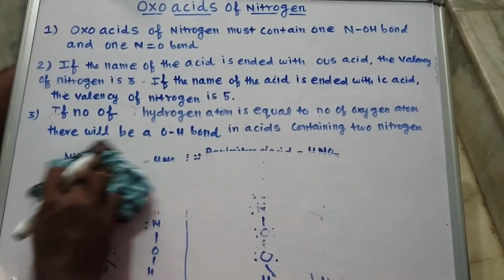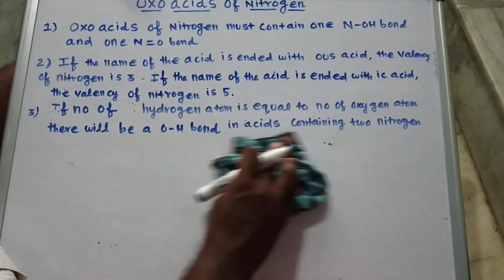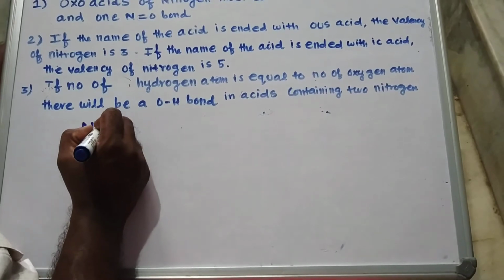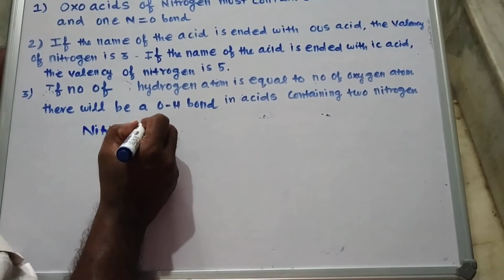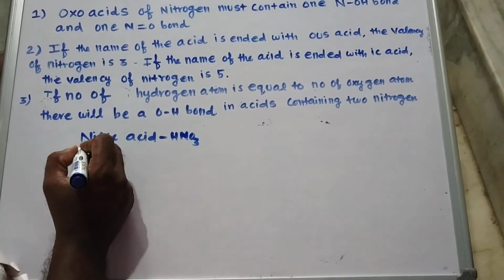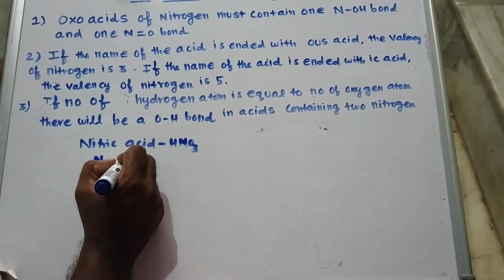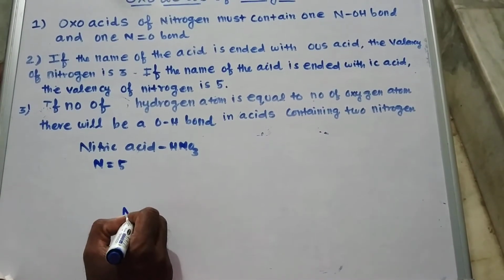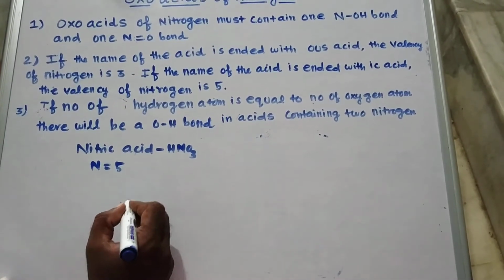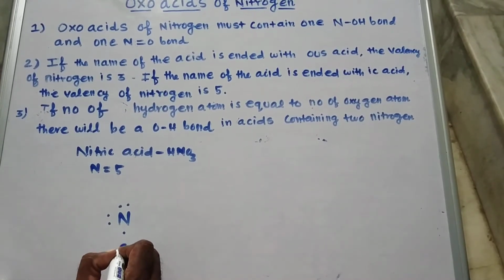Okay. Then next we are going to discuss nitric acid. For nitric acid, its formula is HNO3. So look at the name, nitric. Therefore, the valency of nitrogen is equal to 5 here. First of all, write the nitrogen atom. Then the number of valence electrons is equal to 5: 1, 2, 3, 4, 5. Then there is an OH bond.